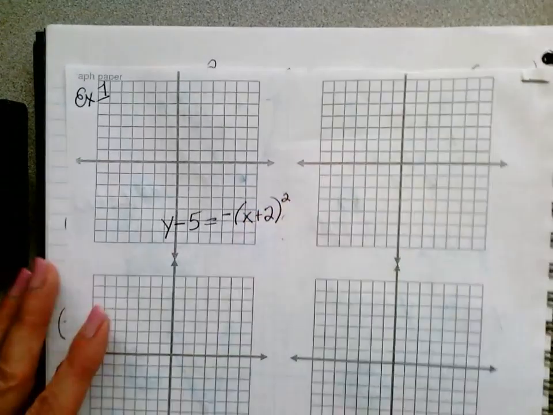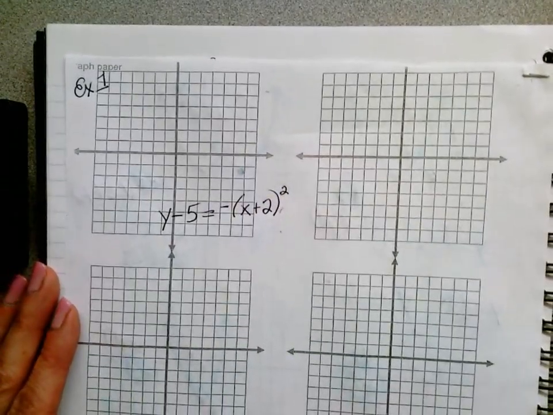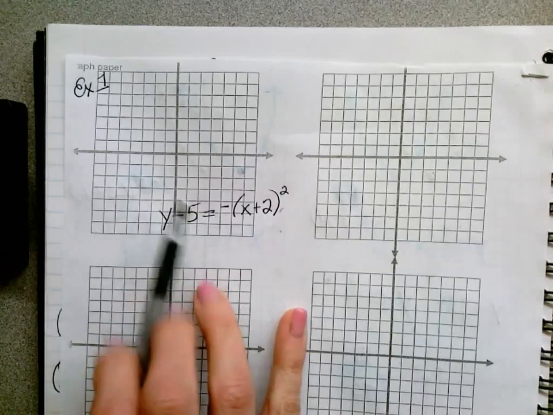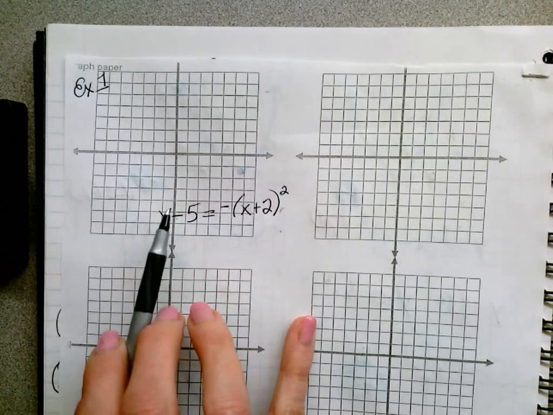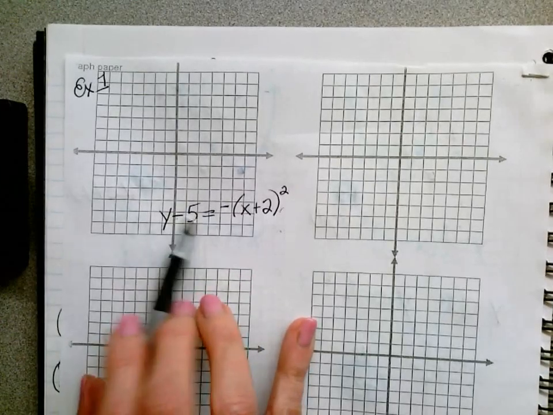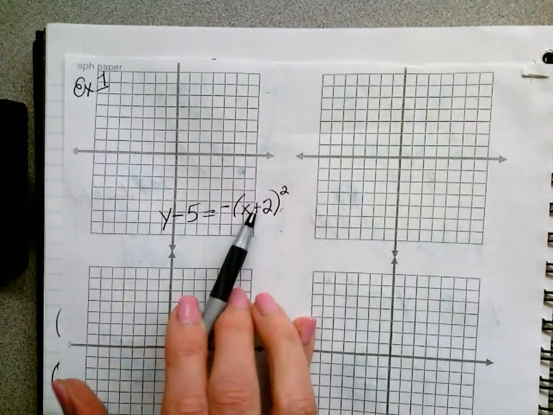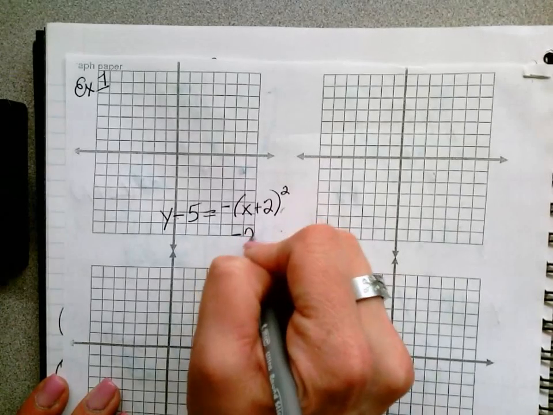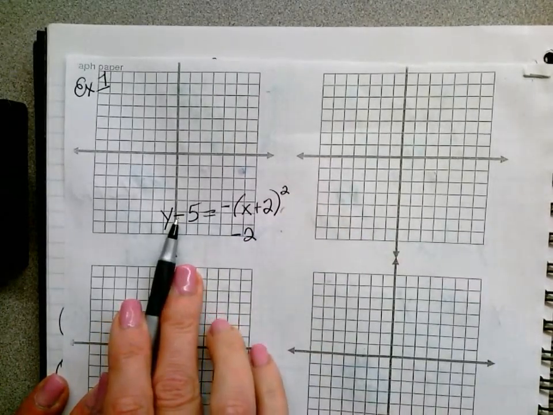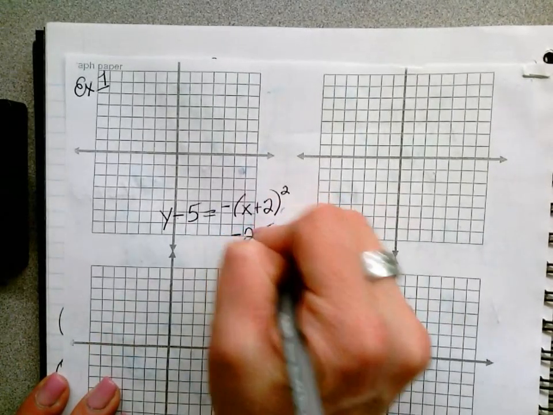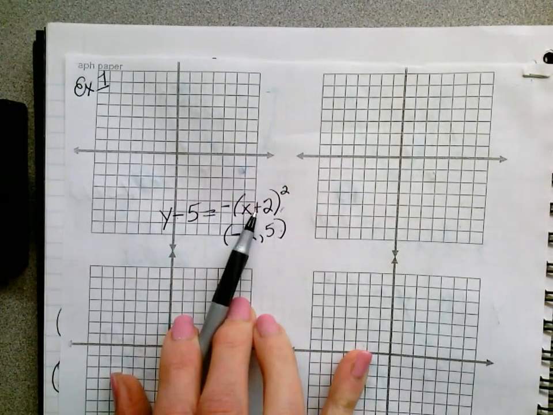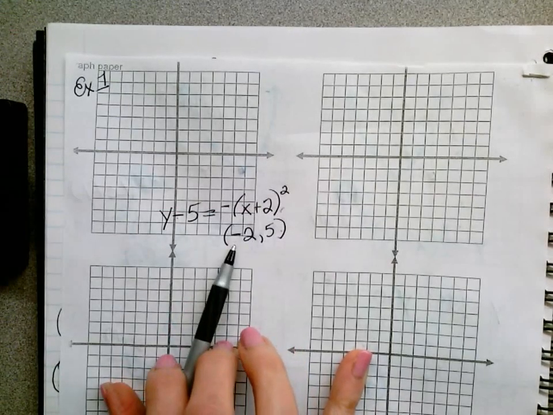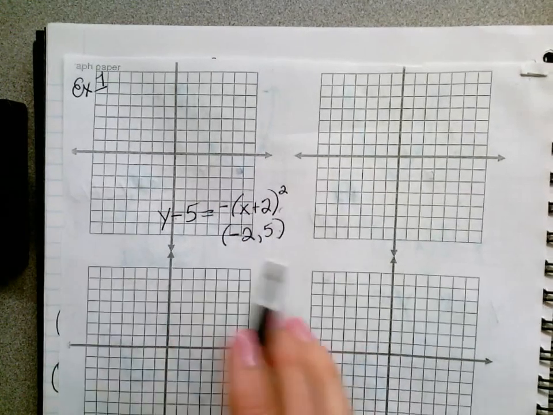Okay, so assuming that a parabola started at 0, 0, if it was just y equals x squared, we've got some changes here. This x value is a negative 2. The y value is a 5. Based on the formula, if it's a positive, that's x minus a negative. Okay, so that means it's a negative number. This is going to be your vertex.